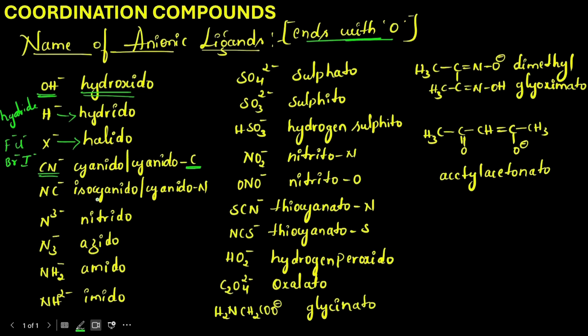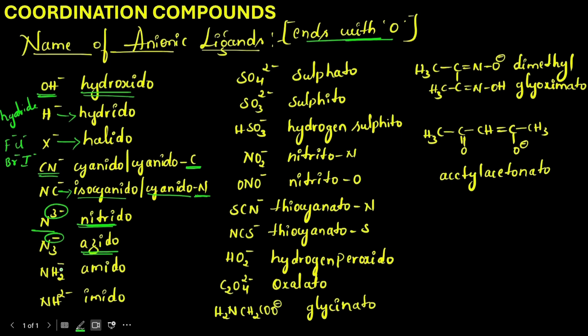Coming to NC minus, this is named as isocyanido, which can also be named as cyanido N. Here nitrogen is the donor atom. Coming to N3 minus, the charge is 3 minus, don't get confused. Here N3 minus is named as nitrido. Next, N3 minus, here charge is -1 and here charge is -3. You should not get confused between these two. If the charge is 3 minus, it is named as nitrido. If the charge is -1, it is named as azido.